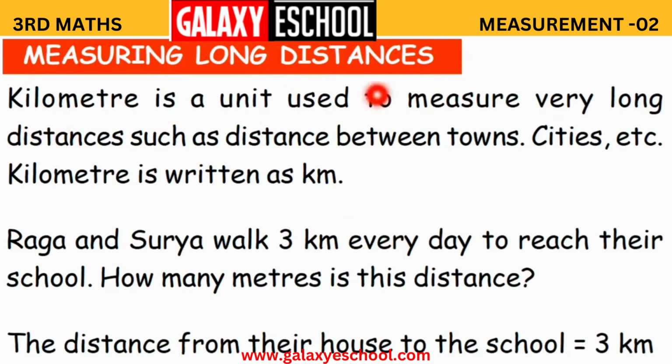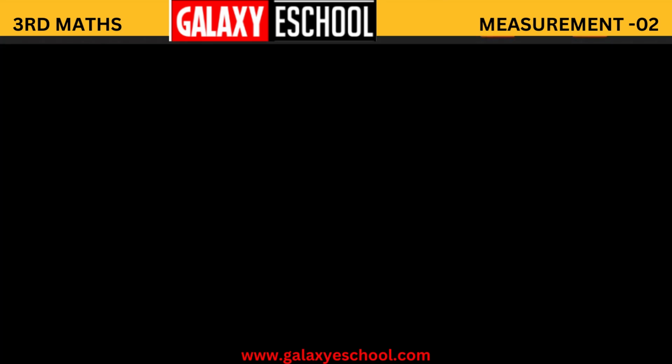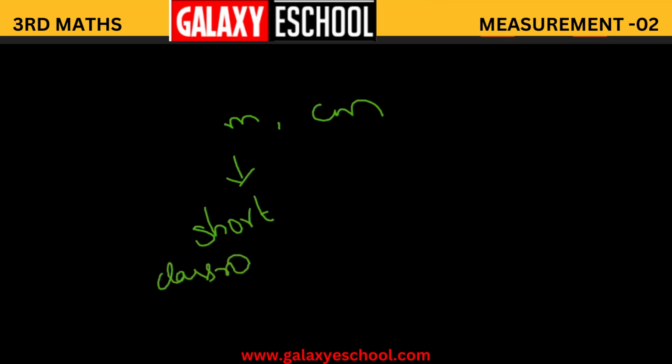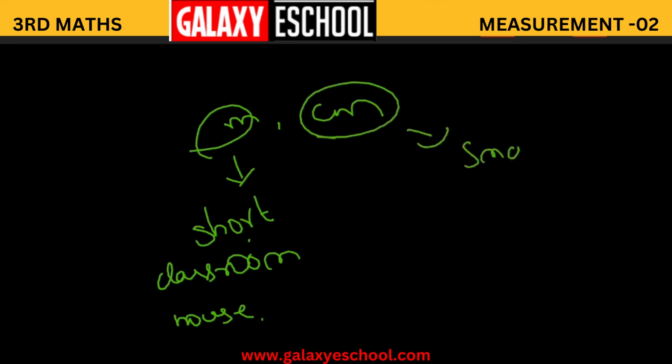Coming to measuring long distances. Till now we have learnt about meters and centimeters. Meters are used for measuring short distances like the length of the classroom, or the length of the house. It can be measured in meters, and centimeter is used to measure the length of very small objects or small distances, say the length of the pencil or the length of a spoon or something else.